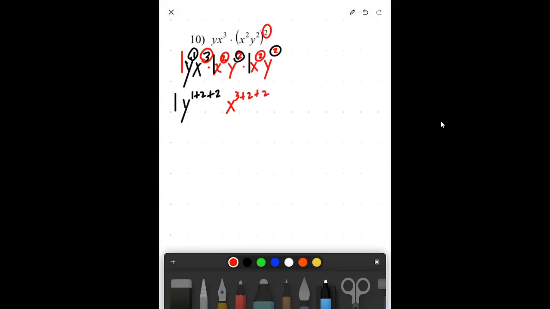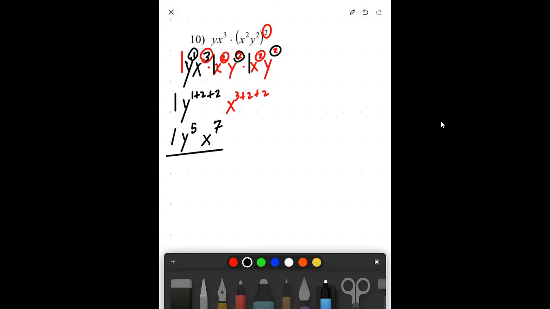And to finish this off, I just total up the exponents. So this is going to be y, 1 plus 2 plus 2 is going to be 5. And then I'm going to do x, and then 3 plus 2 is 5, 5 plus 2 is 7. So that is our final answer. That's our final answer, and that's good.